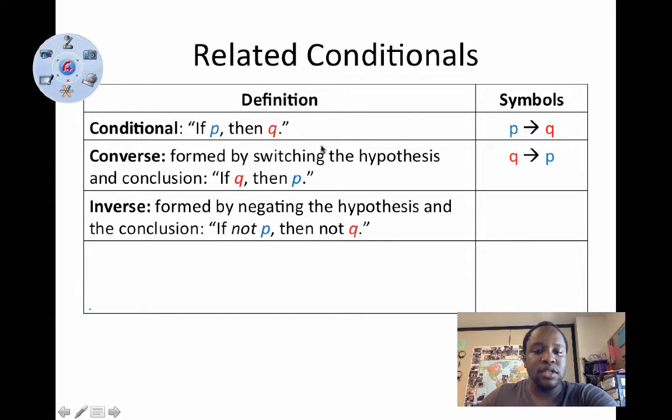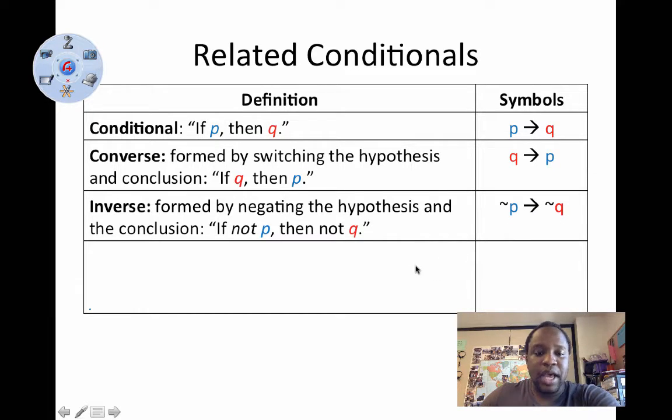Next is the inverse, and it's formed by negating both the hypothesis and the conclusion. So if not hypothesis, then not conclusion. If not P, then not Q. And how we symbolize not is with a tilde or similar sign. So it's a squiggly sign, so not P, then not Q.